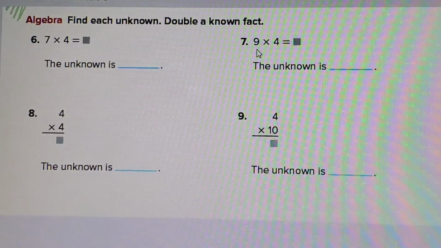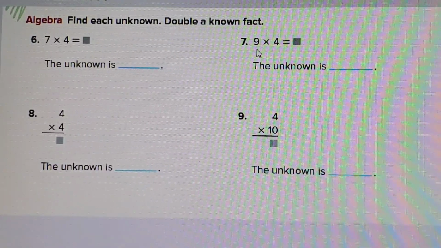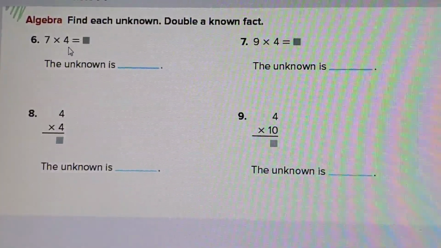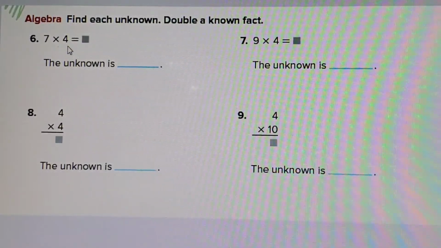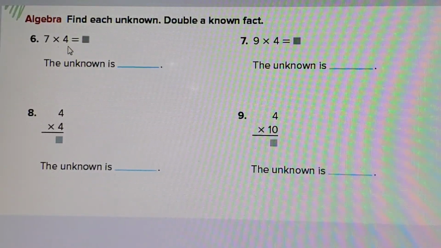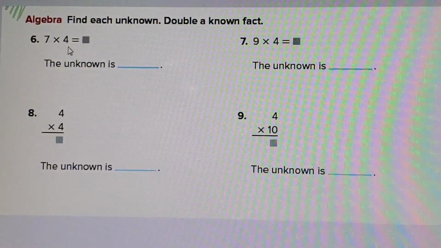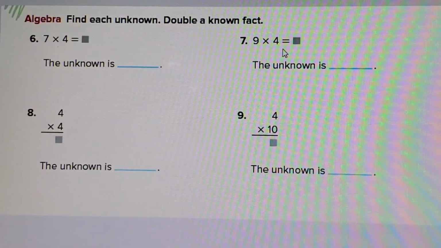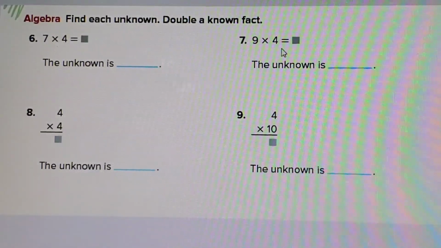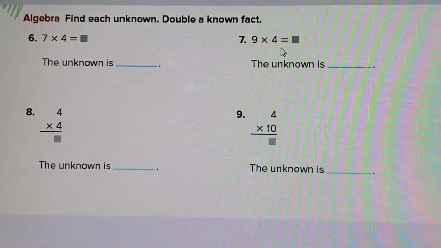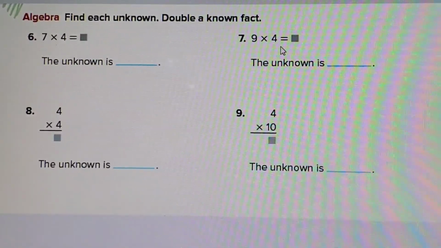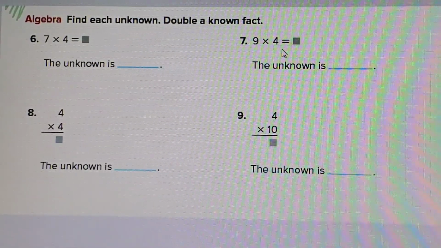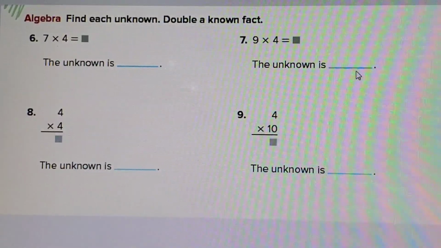For numbers 6, 7, 8, and 9, we're going to double a known fact. Here we're going to decompose the number 4. 7 times 2 equals 14, plus 7 times 2 equals 14. 14 plus 14 is 28. The unknown is 28. Here again, we're going to decompose the 4 because 9 is an odd number. We'll say 9 times 2 equals 18, plus 9 times 2 equals 18. 18 plus 18 equals 36. So the unknown is 36.